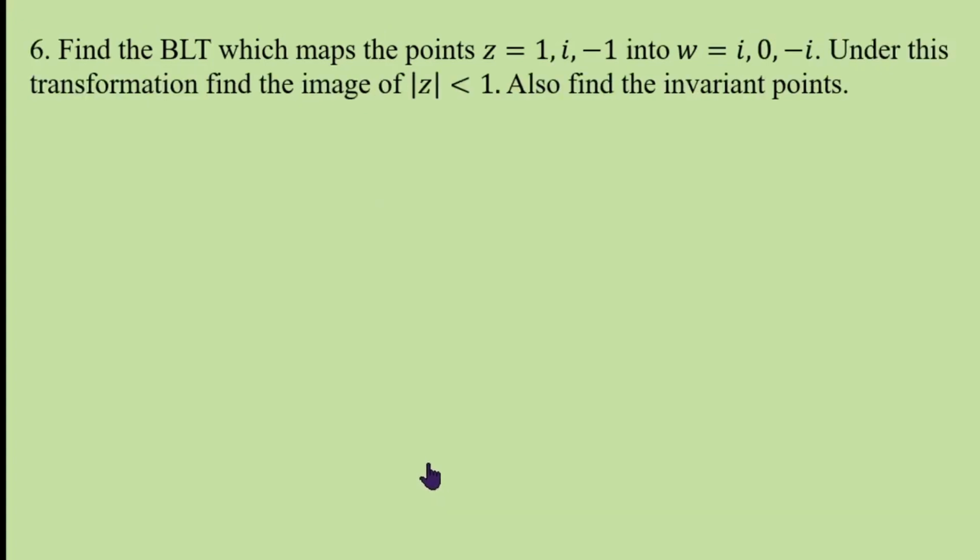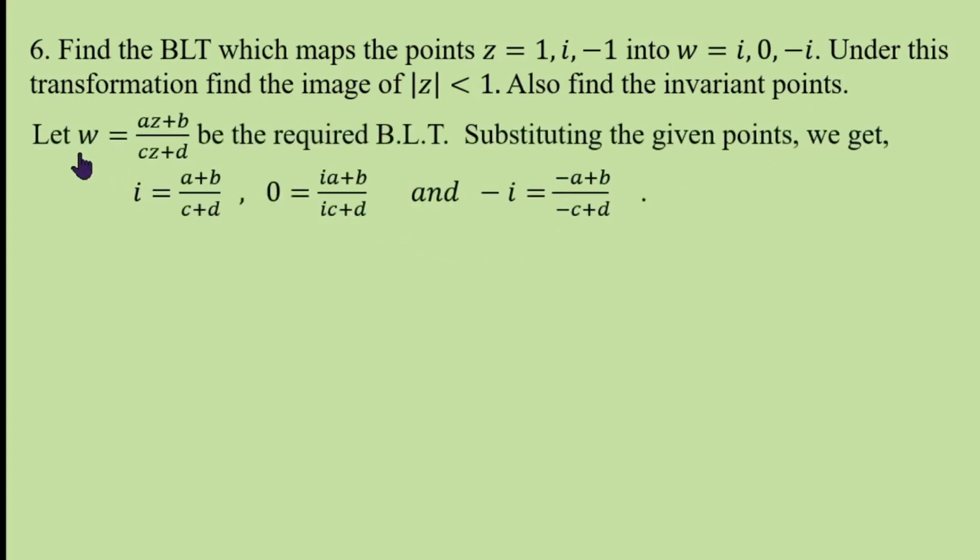Now one more example. Find the bilinear transformation which maps the points Z equal to 1, i, minus 1 onto W equal to i, 0, minus i. Under this transformation, find the image of mod Z less than 1. Also find the invariant points.